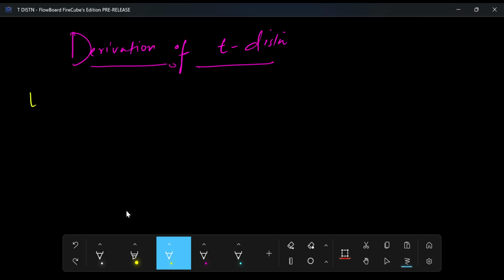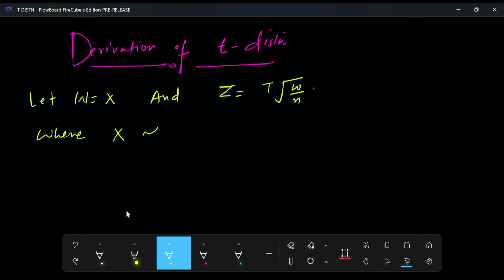See, what's that method? Let W is equal to X and Z is equal to T under root W by N, where X will follow chi-square N and Z will follow normal 0, 1. Let's suppose this X will follow chi-square N and Z will follow normal. Now finding the Jacobian. In first place, finding the Jacobian.